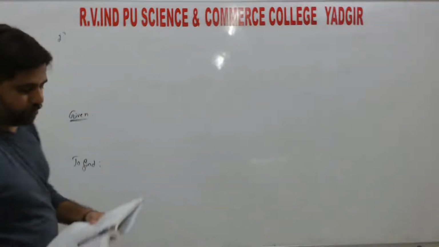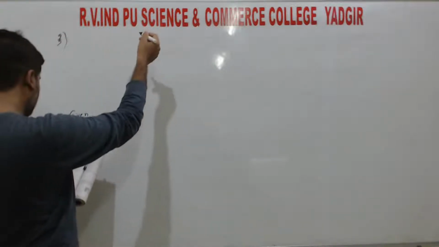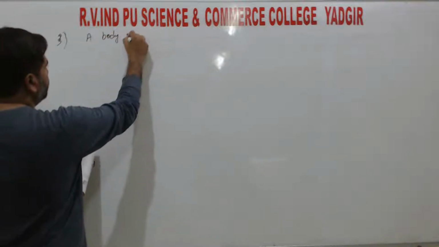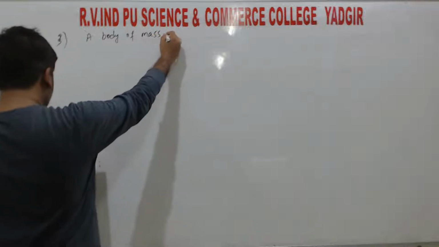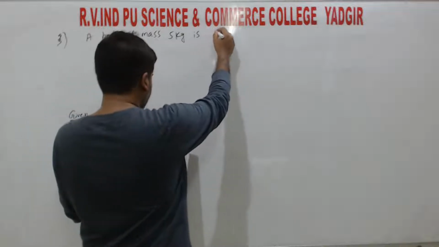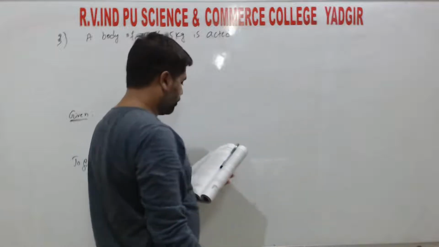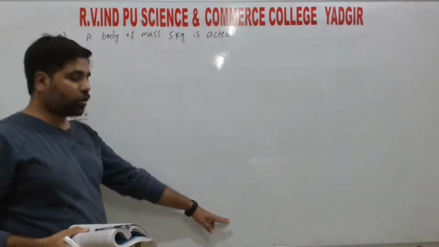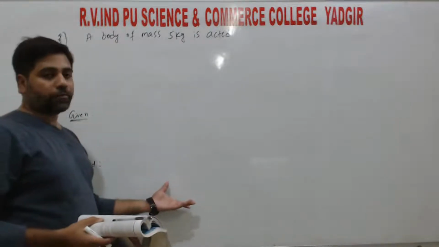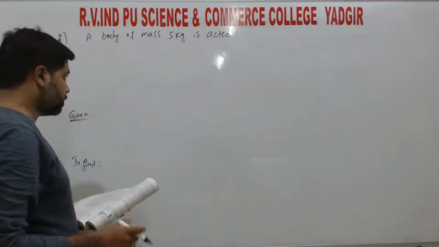So next, third question: a body of mass 5 kg is acted. In the previous problem, the direction was also asked. So the force is 0.18 Newton and the direction is in the direction of motion of the object. We must mention that the force acts in the direction in which the motion is happening, right?